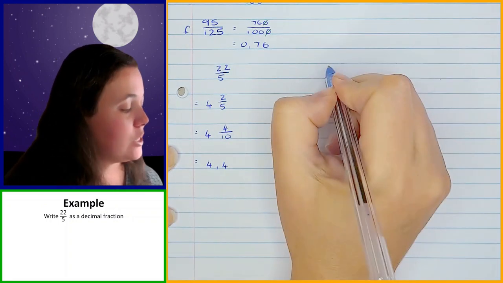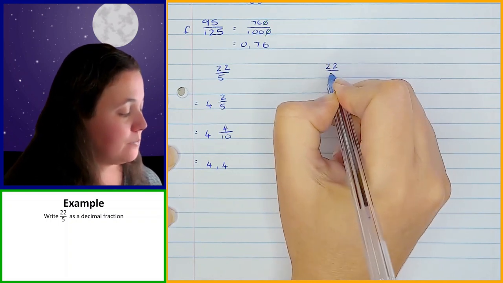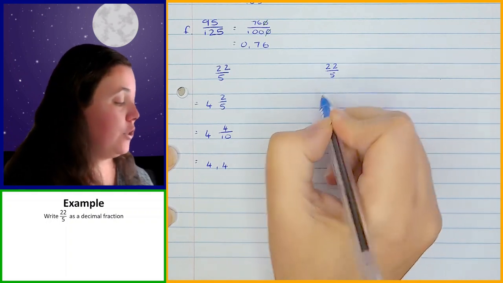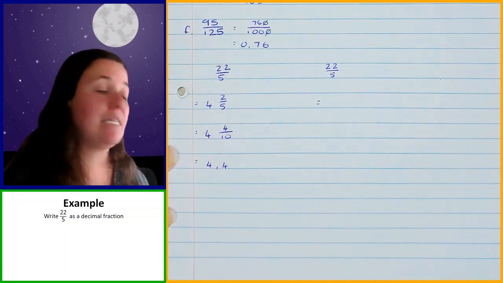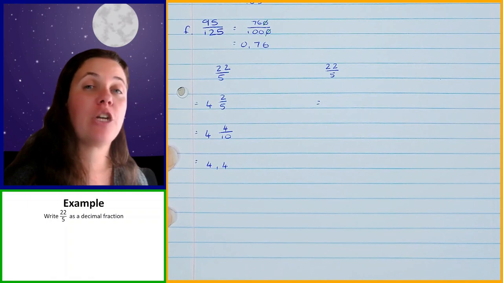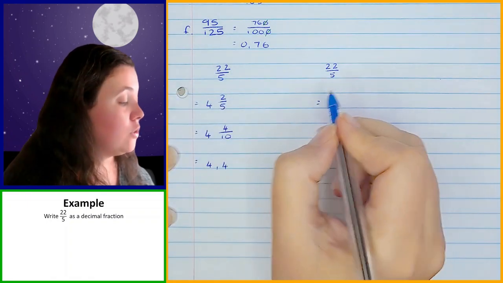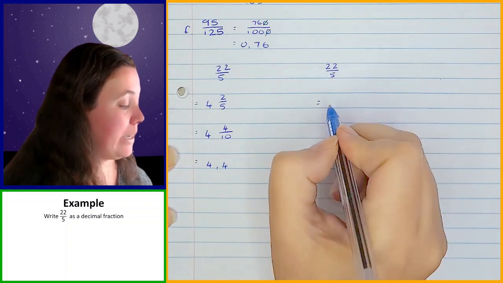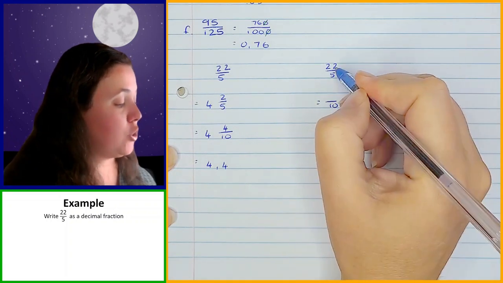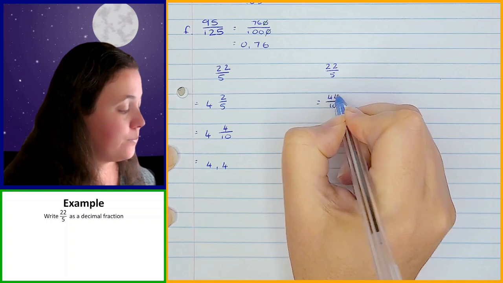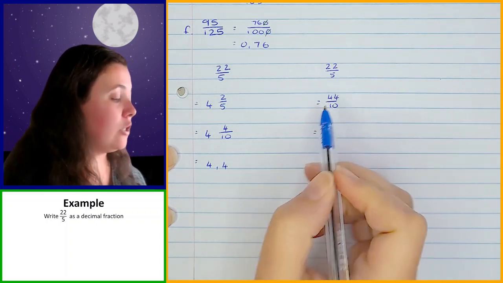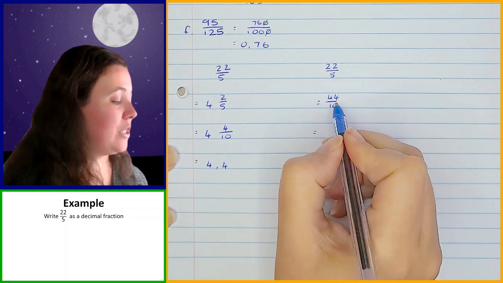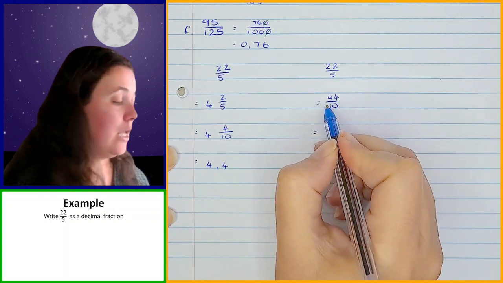The other way is to keep it as an improper fraction, okay? 22 over 5, I'm going to convert that, still writing it as an improper fraction, but I'm going to change it to something over 10 because I need my denominator to be a power of 10. So I'm going to multiply this by 2 to get 10, multiply the numerator by 2, and that gives me 44. Okay, so now when I convert this to a decimal fraction, I'm going to have something in the tenths position.